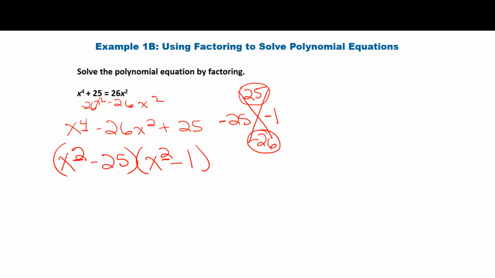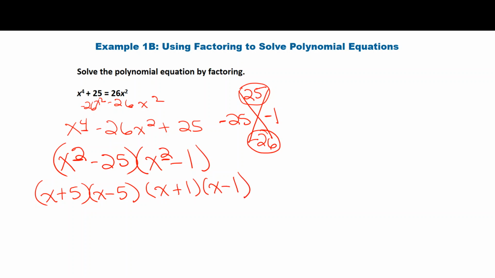Okay, so we're not quite finished because these can also be factored. So x squared minus 25, I notice that is the difference of two perfect squares. So that's going to be x plus 5 times x minus 5. And notice x squared minus 1 is also the difference of two perfect squares, because don't forget, 1 times 1 is a perfect square. So that's going to be x plus 1 and x minus 1.